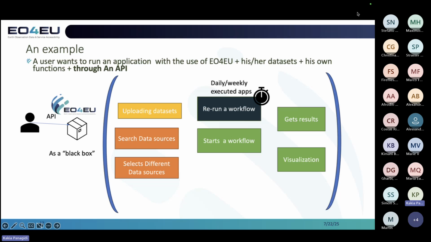Another thing is that we can show through the notebooks that you can use EO4EU as an API. If you are an expert user of Earth observation data, you probably just want to log in to the API externally. You can select your own datasets, create your chain of actions, and run your specific workflow again and again as a cron job and get the results.